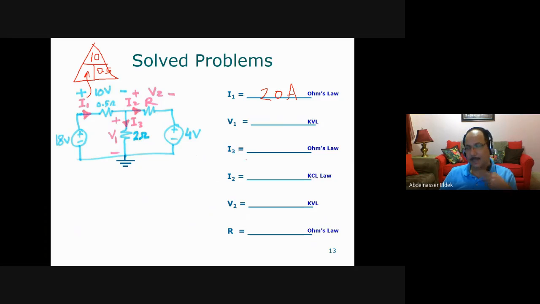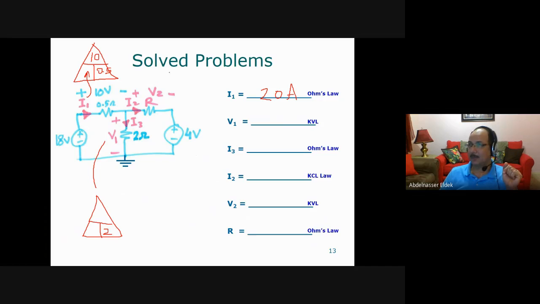Okay. Second, for example, if I want to look at this here. Okay, let's see how we can do that. Use Ohm's law. I know only the resistance. Can I calculate voltage or current? No, because the voltage V1 is unknown and I3 is unknown. The voltage and current are unknown, so I can't use Ohm's law here.